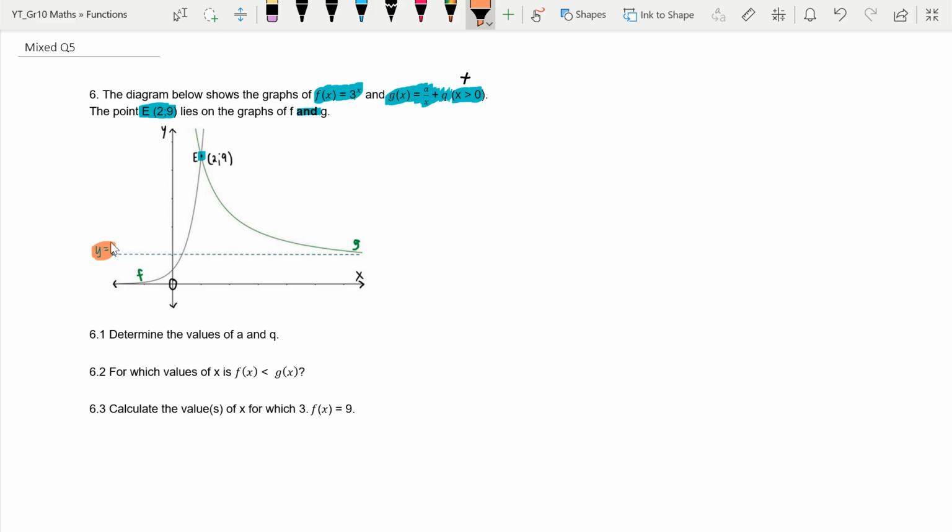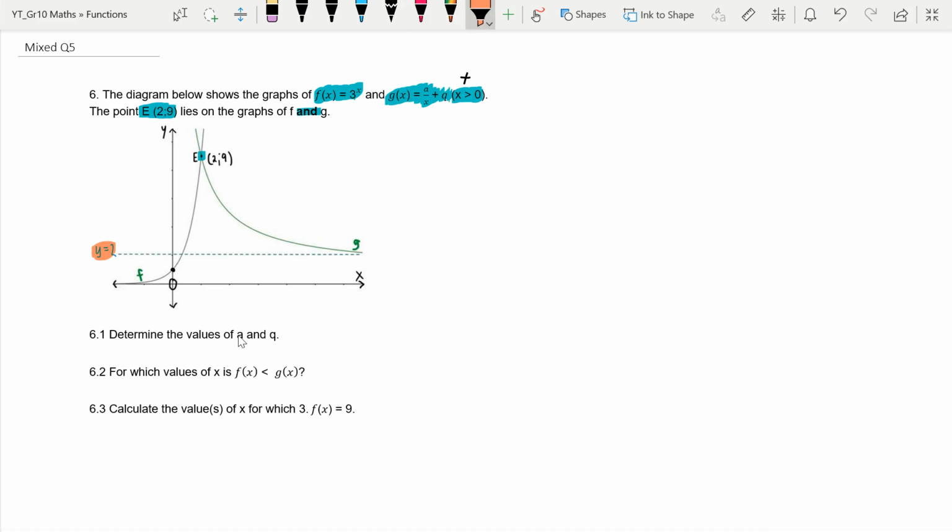What else? We've got a y-intercept over there for our exponential. We've got the one point that both of those share. Yeah, I don't think there's much more to it. Maybe you see something else. Let's look at the questions.